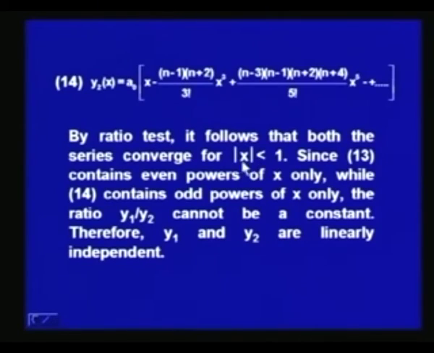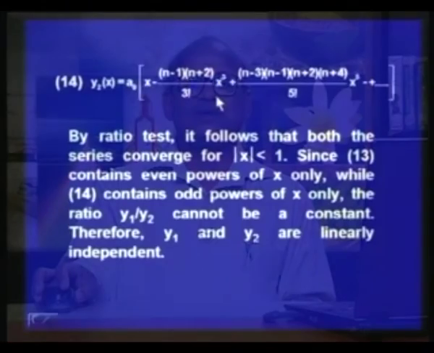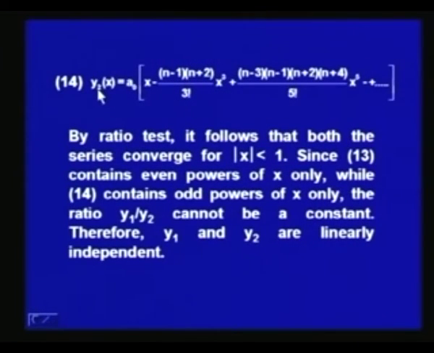Now, the series that occurs in the function y1(x) contains only even powers of x, while the series that occurs in the expression for y2(x) in 14 contains only odd powers of x. Therefore, if we find the ratio y1 over y2, it cannot be a constant, and therefore y1 is not a scalar multiple of y2, and so we can say that y1 and y2 are linearly independent functions.